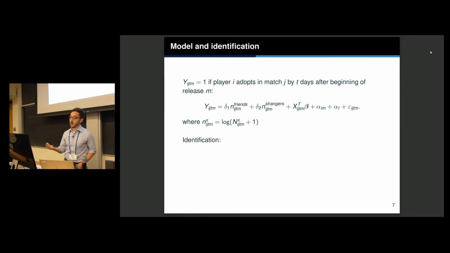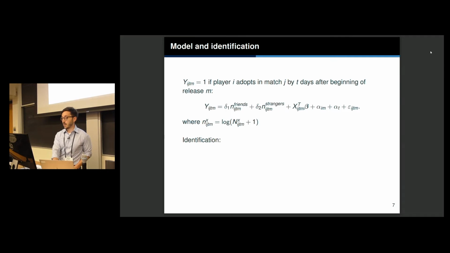And we'll take the log of that to allow for a diminishing marginal effect, plus the cumulative number of interactions with strangers who adopted the product. We'll have some controls and some fixed effects as well. So what we're trying to identify here are delta 1 and delta 2, just these 2 parameters in this linear model.